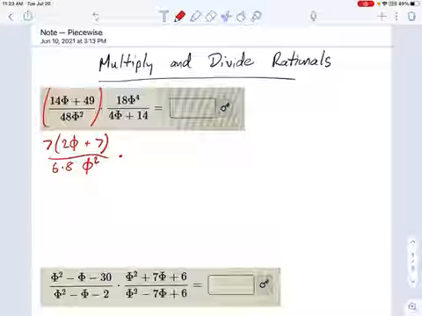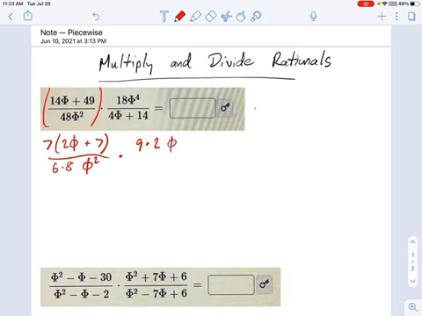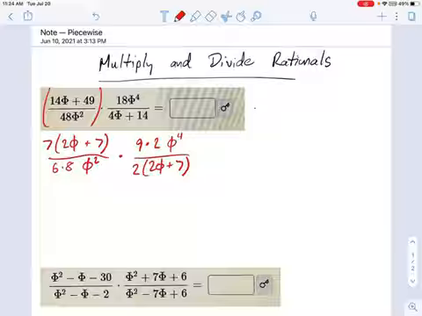Now 18, I would say, I don't know, 9 times 2. Phi to the 4th, just leave that on top. And then on the bottom, I factor out a greatest common factor of 2, which gives me 2 phi plus 7 in the parentheses. Now, it's a little easier to see what cancels out, isn't it? We can see this 2 phi plus 7 term, which is on top and bottom.